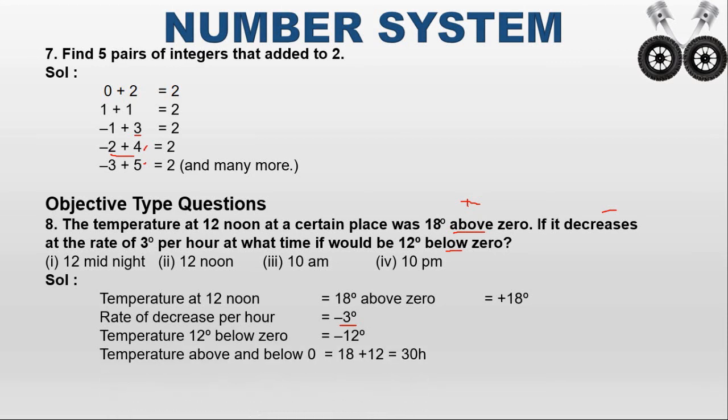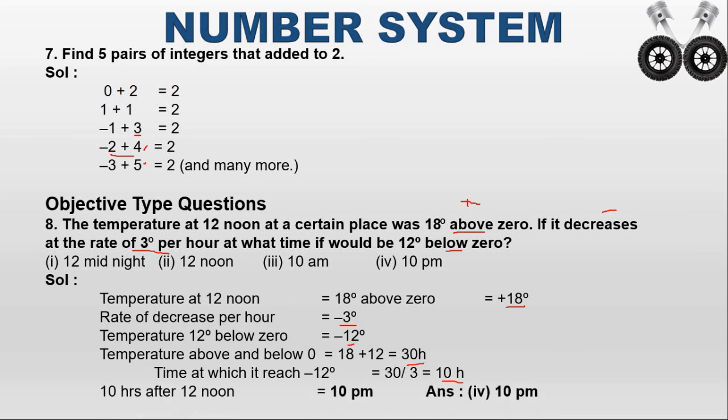So first we have to add the temperature which is above 0 degrees and below 0 degrees. The above 0 degree value is 18 and the below 0 degree value is 12. So 18 plus 12. So how many hours do we have here? 30 hours. So what is the rate of decrease here? Every 3 hours the temperature decreases. So that means we have to divide the total by 3. So 30 divided by 3, we get 10 hours.